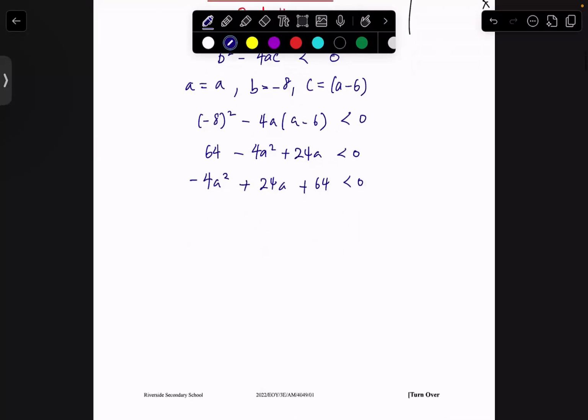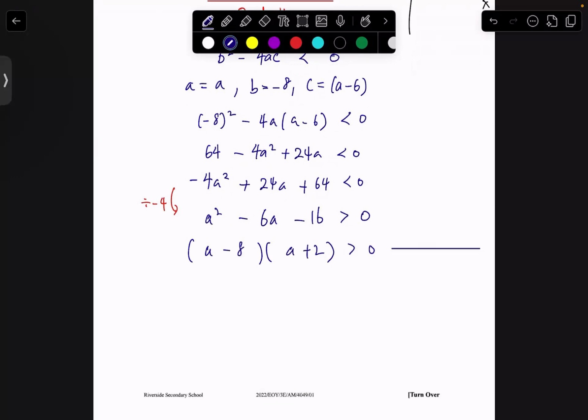Now over here, I'm going to divide this whole thing by negative 4, so that I will get a squared minus 6a minus 16 greater than 0. Because by the inequality rule, when I divide by a negative, the inequality sign will flip. So factorizing this, I will have (a minus 8)(a plus 2) greater than 0.